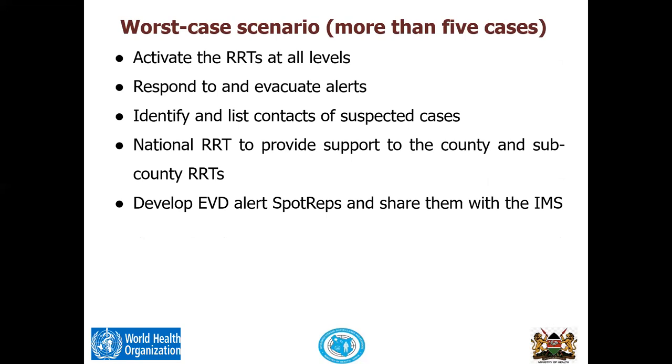We also imagined a worst case scenario where the outbreak has been confirmed, and we are now having an explosion which exceeds more than five cases. The first thing will be to activate the rapid response teams at all levels, respond to and evacuate alerts, identify and list contacts of suspected cases, and the national rapid response teams will also support the county and sub-county rapid response teams. Remember, we said diseases begin and end at the community.